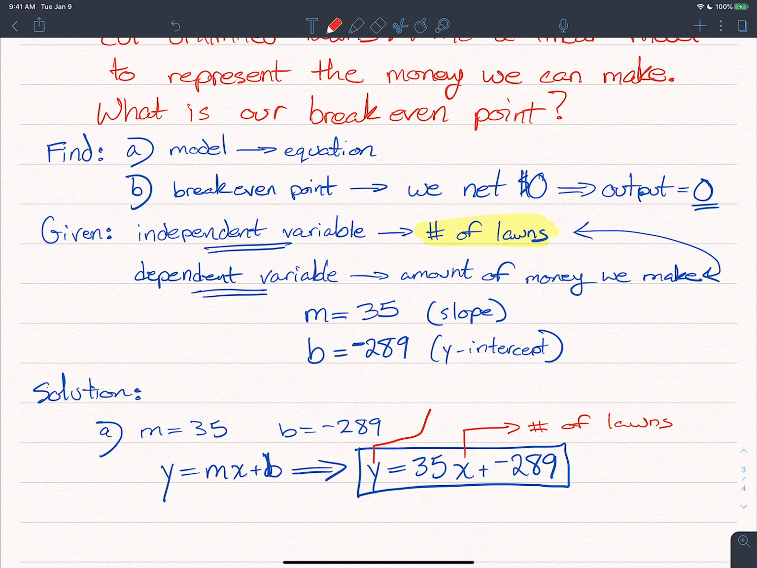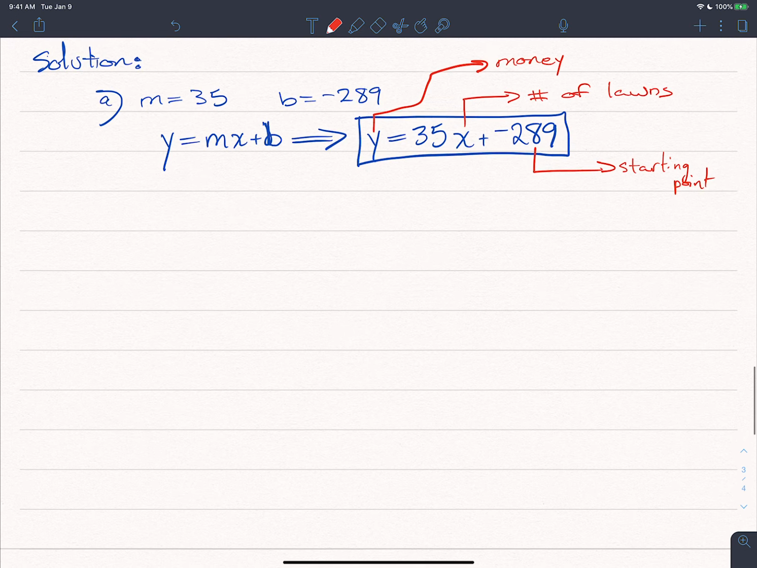Our dependent variable. What do we say our dependent variable was? The amount of money that we make, right? So this will be our money. And this lets us map out and see how many lawns do we cut, how much money do we make. And this minus 289 is our starting point, right? That's where we start. We started in the negative.